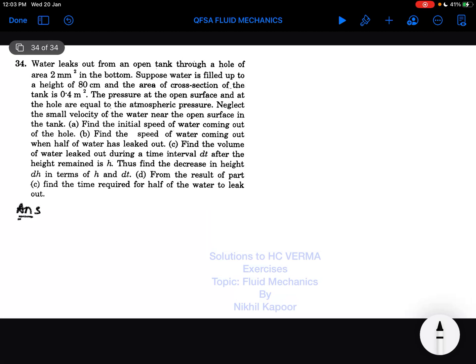Let's start with the 34th example. Water leaks out from an open tank through a hole of 2 mm square. So the hole is of 2 mm square, 2 into 10 to the power minus 6 meters square. Suppose water is filled up to a height of 80 centimeters. So the water is being filled to a height of 80 centimeters, that is 0.8 meter.